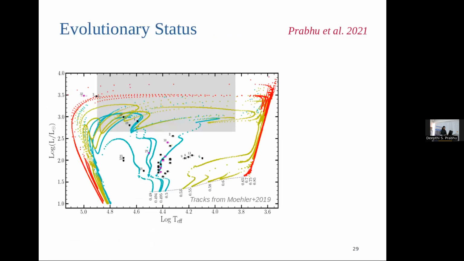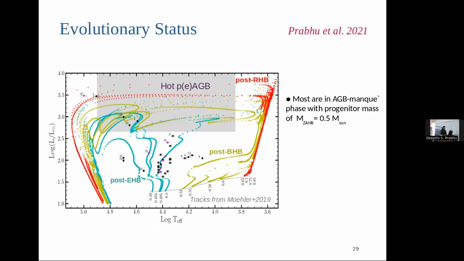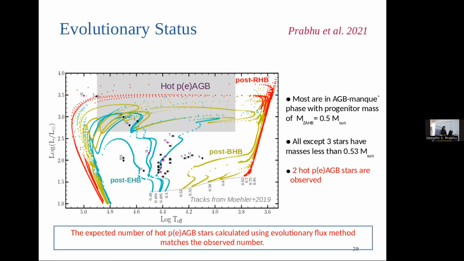So we know the evolutionary status of post-HB stars. This is the HR diagram, and the tracks are from Moehler et al. So we can see that the sources are clearly fitting on the tracks, and most are found to be in the AGB-manqué phase or failed AGB stars. Their progenitors have masses of 0.5 solar masses, and all except 3 stars have masses less than 0.5. We also find 2 hot post-early AGB stars or post-AGB stars in this cluster.